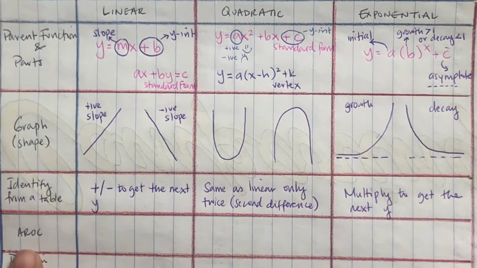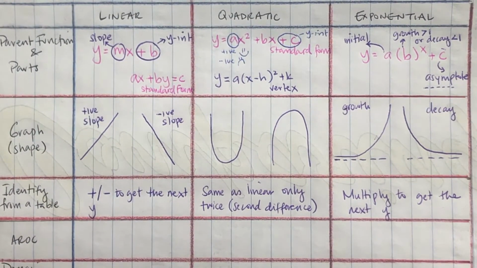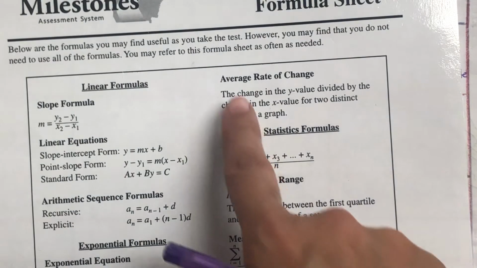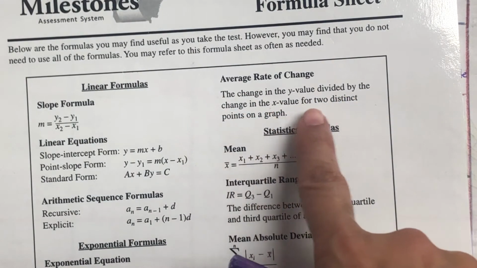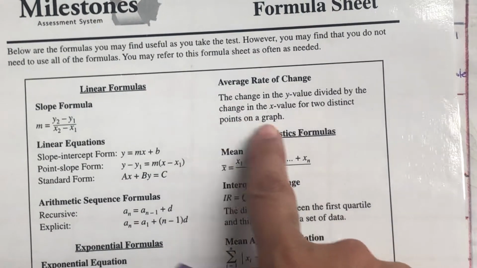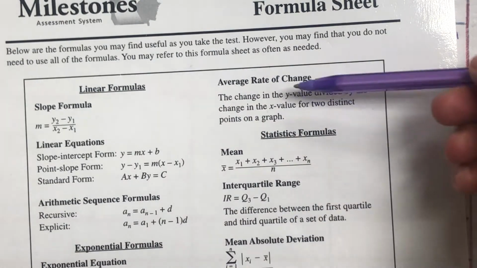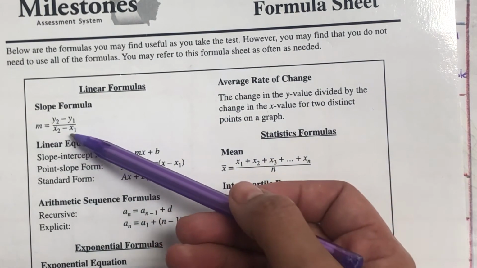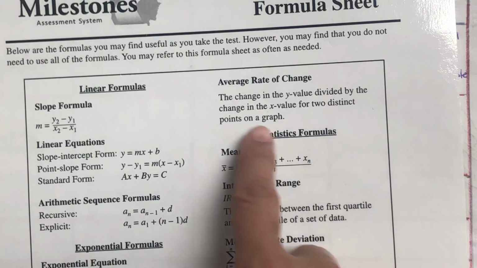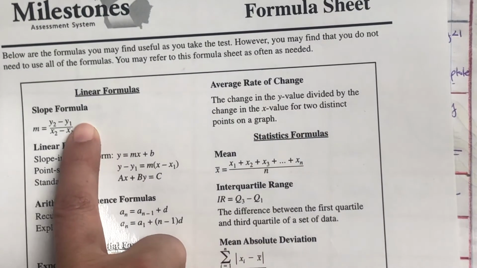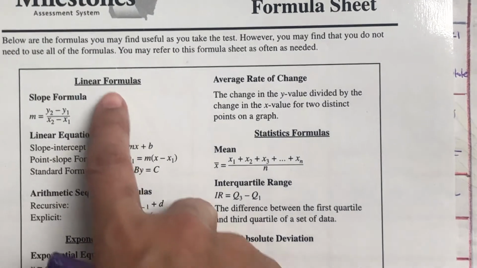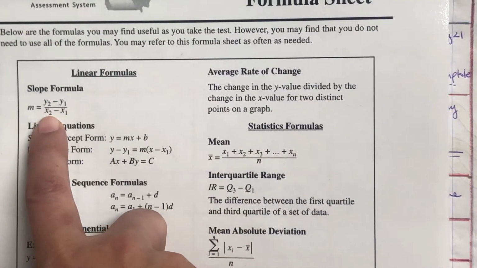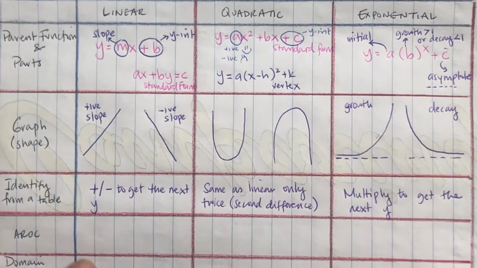Well, for average rate of change, if you look in the formula sheet, it says the change in y divided by the change in x for 2 distinct points in the graph. Okay, that's a rate of change. And remember, the change in y is simply y2 minus y1, and the change in x is x2 minus x1. The only difference as to why average rate of change is not called the slope is because for linear, it's a straight line, so it has a constant rate of change.